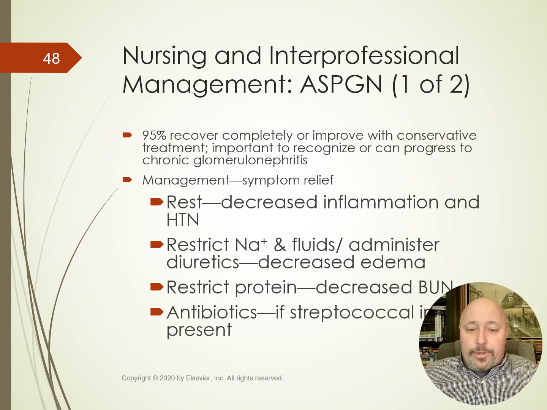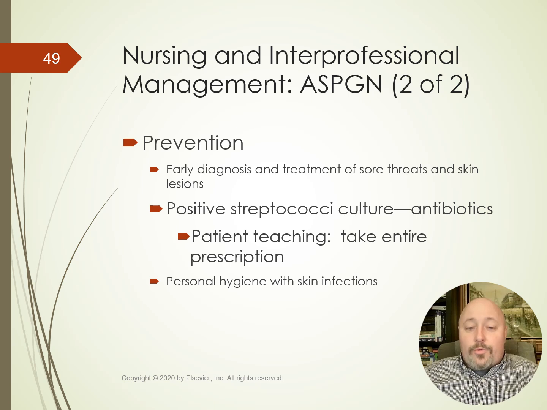95% recover completely or improve with conservative treatment. It's important to recognize that it can progress to chronic glomerulonephritis. The management is going to be symptom relief, including rest, decreasing inflammation and hypertension, restricting sodium and fluids, restricting protein, and antibiotics if streptococcal infection is present. For prevention, early diagnosis and treatment of sore throats and skin lesions. We don't want any infections to have a chance to spread, go systemic, and reach the kidneys.